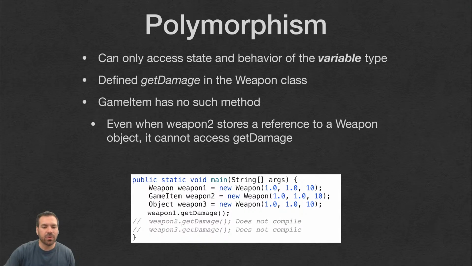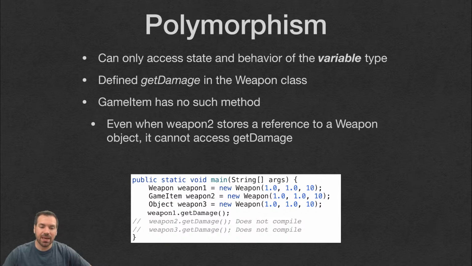And then certainly from weapon3 of type Object, Object has no idea that GameItem extends it, much less Weapon, has no idea about any of this stuff. It does not know about the getDamage method, so we cannot call getDamage from the variable of type Object, even though weapon3 does store a reference to a Weapon object. This is the crazy part, because the Weapon object being referred to by the variable weapon3 has a getDamage method. It exists. It's there, ready to be called. We just can't call it because we stored it in a variable of type Object. So the variable type restricts what we can do.